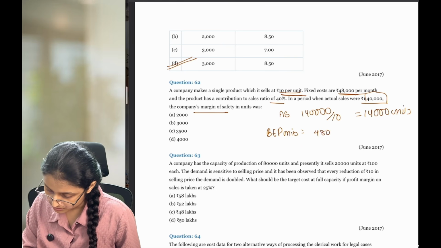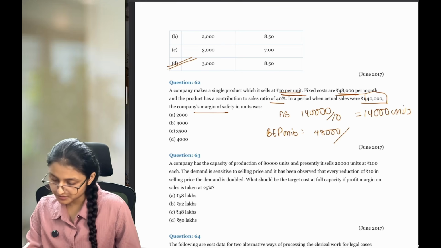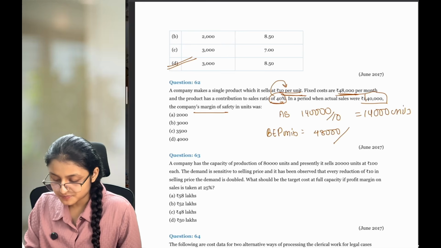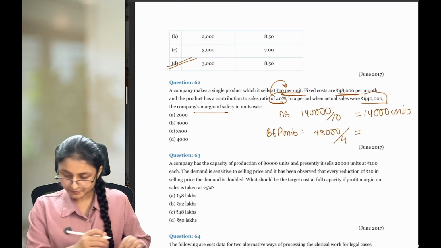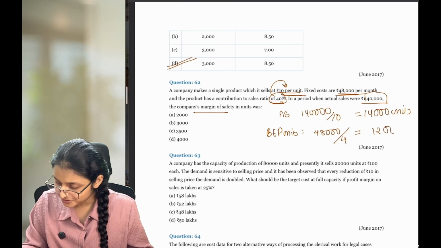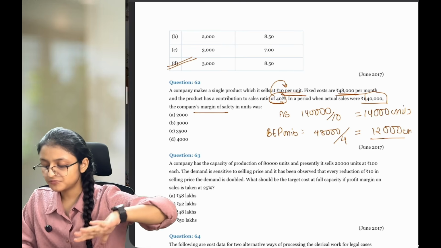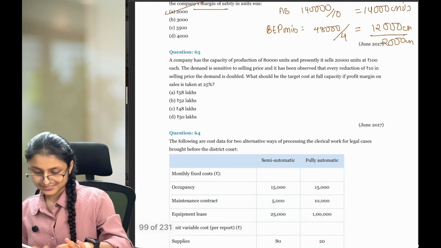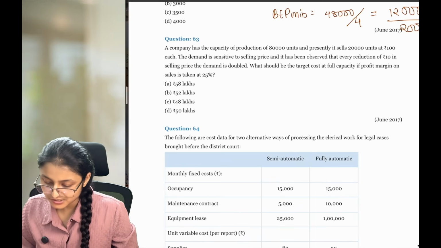48,000 rupees is the fixed cost, divided by contribution per unit will give you break-even point units. I already know the PV ratio, which is 40%, multiplied by selling price per unit. 10 into 40% will give you 4 per unit as the contribution per unit. Fixed cost divided by contribution per unit will give you break-even point units. So what is margin of safety? Actual units sold minus break-even point units will give you margin of safety units, which is 2000. Okay? Done.